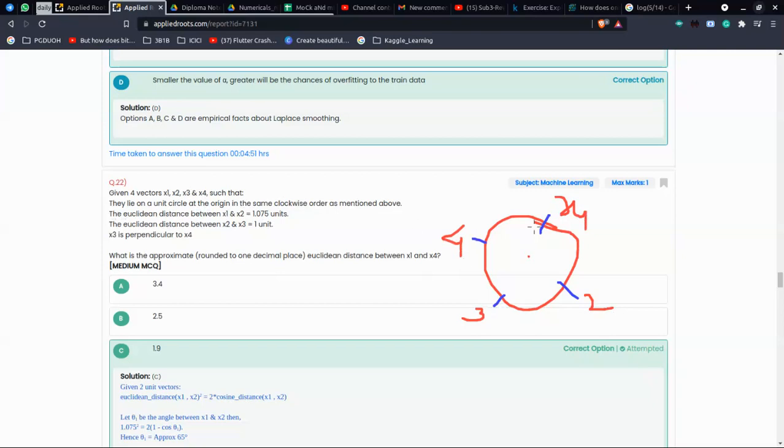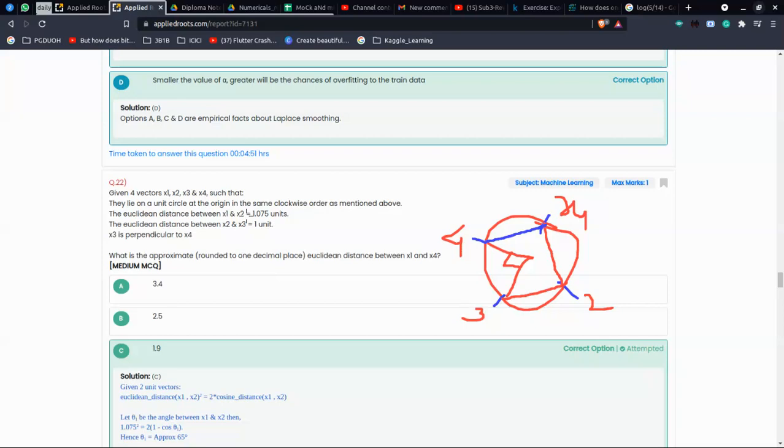The Euclidean distance between x1 and x2 is given, and x2 and x3 is also given, 1.075 and 1 unit. X3 is perpendicular to x4, so this theta is given, or you can say 90 degrees. Now they are asking what is the approximate, or rounded to 1 decimal place, Euclidean distance between x1 and x4. So they are asking about this distance. How can we find that?